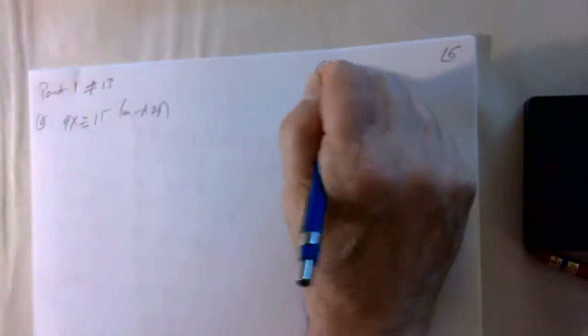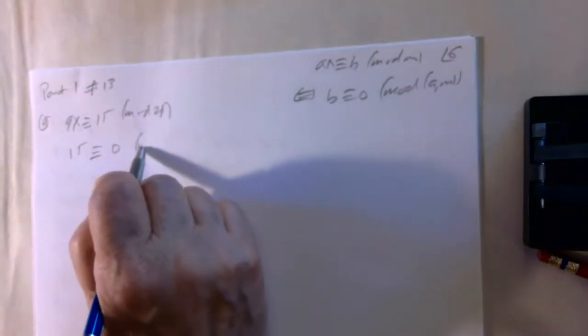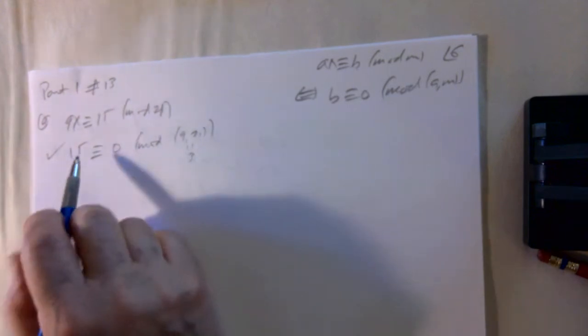Remember the theorem, ax congruent to b mod m has a solution if and only if b is congruent to 0 modulo the greatest common divisor of a and m. So you check, is 15 congruent to 0 modulo the greatest common divisor of 9 and 21? Well, the greatest common divisor of 9 and 21 is 3, and 15 is congruent to 0 mod 3. So that condition is satisfied. And so this is going to have a solution.